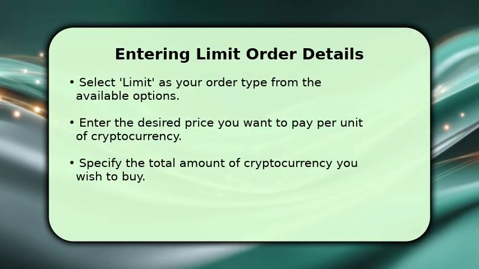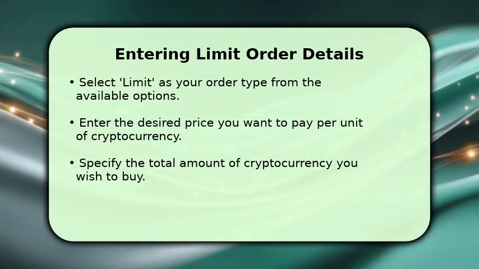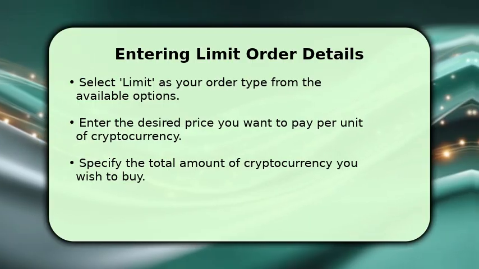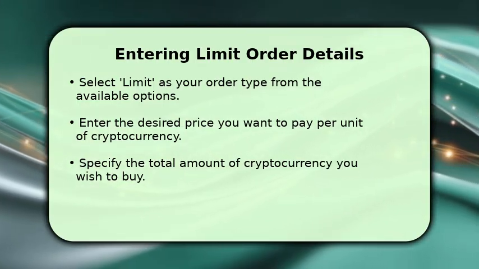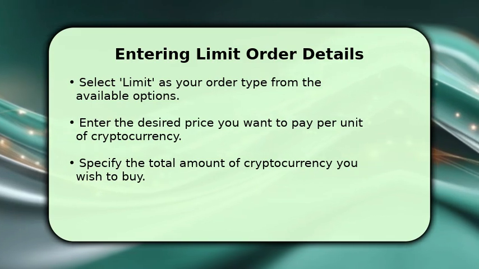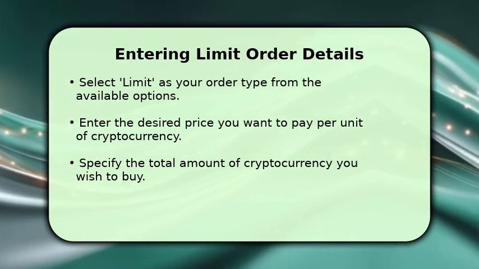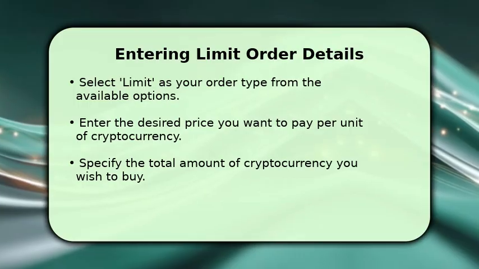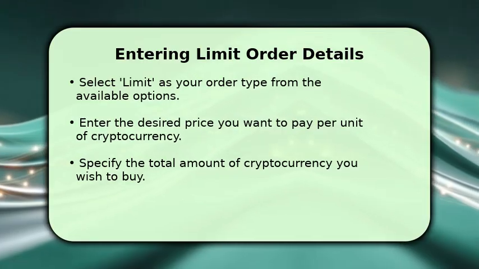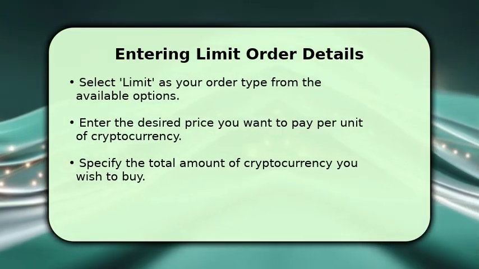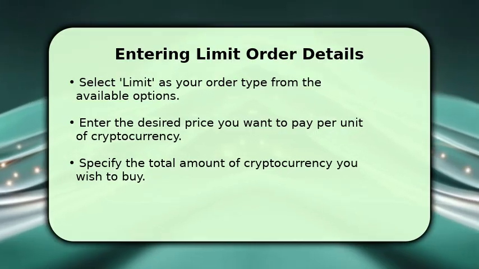Now, on the order form, select Limit as your order type. This is crucial for setting your specific price. Next, input the exact price you are willing to pay for each unit of the cryptocurrency. For instance, if you want to buy Bitcoin when it reaches $40,000, you would enter that figure. Then, specify the total quantity of cryptocurrency you wish to acquire, perhaps 0.1 Bitcoin.